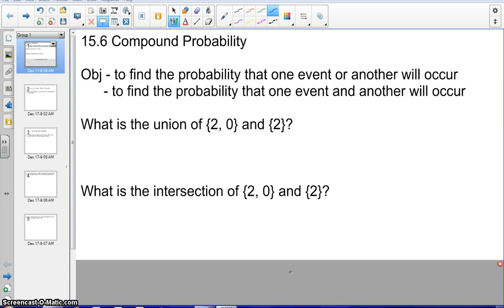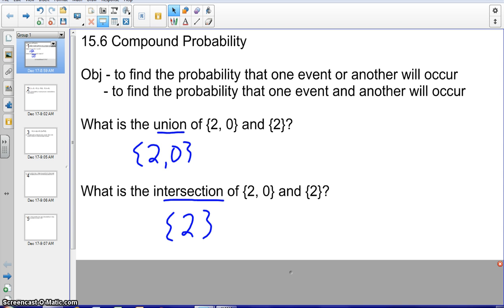Today we're going to talk about section 15.6, dealing with compound probability. Go ahead and pause the recording right now. I want you to go ahead and answer those two questions to the best of your ability. We have talked about union and intersection earlier in the year, so go ahead and answer those to the best of your ability at this moment.